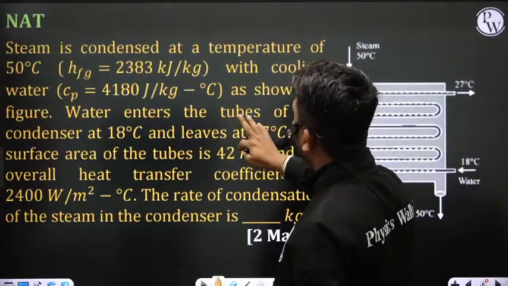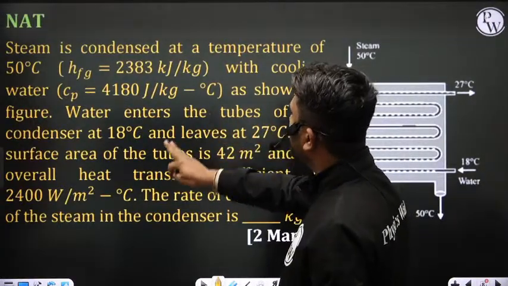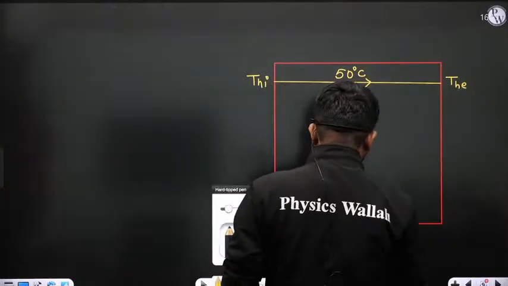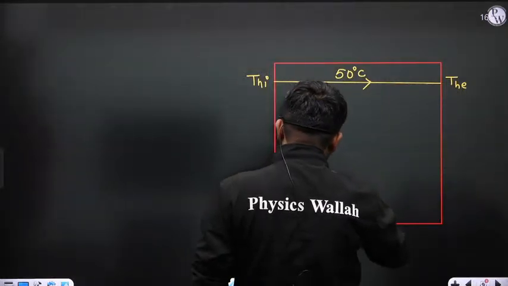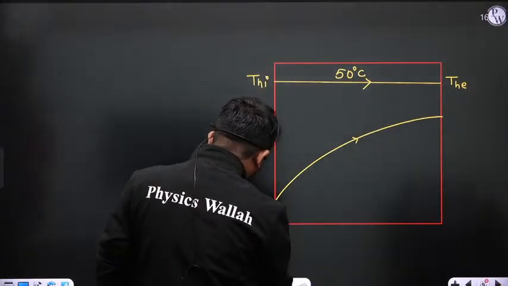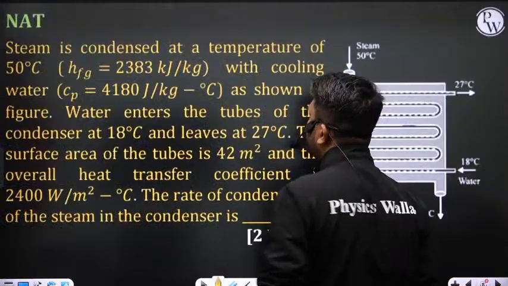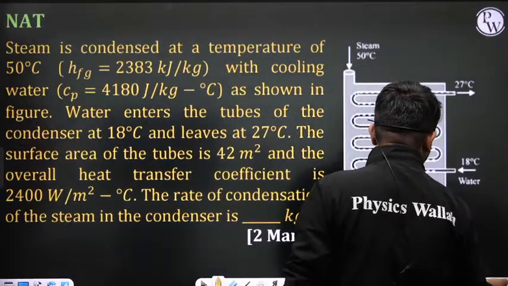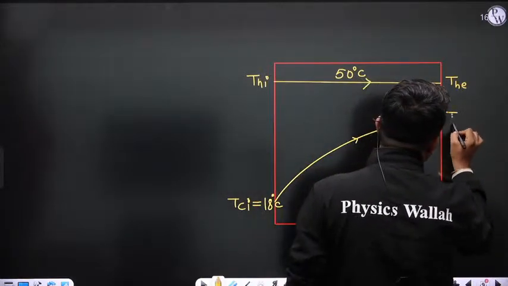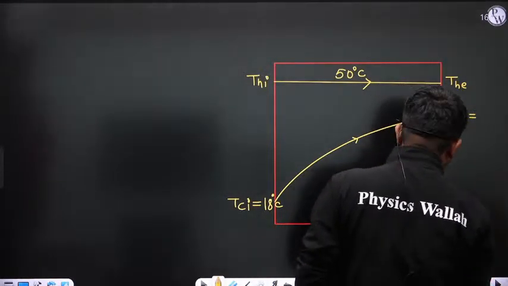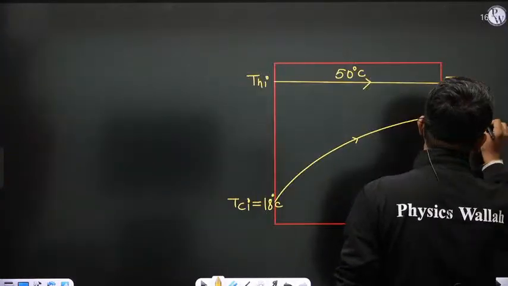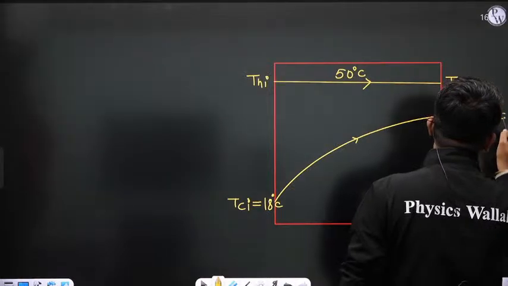Cooling water enters the tube of the condenser at 18 degrees Celsius and leaves. That means the cold fluid is water, and the temperature of the water increases. So the inlet temperature of the cold fluid, given in the problem, is 18 degrees Celsius, and the exit temperature of the cold fluid is 27 degrees Celsius.